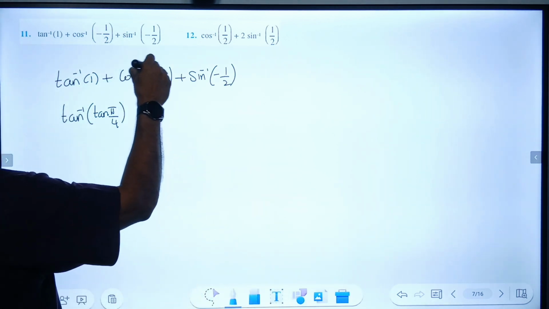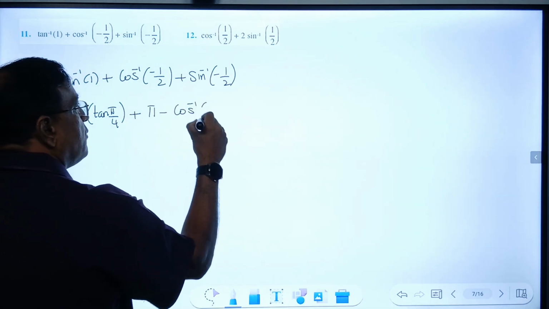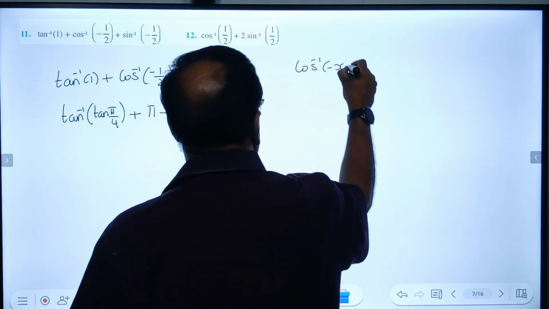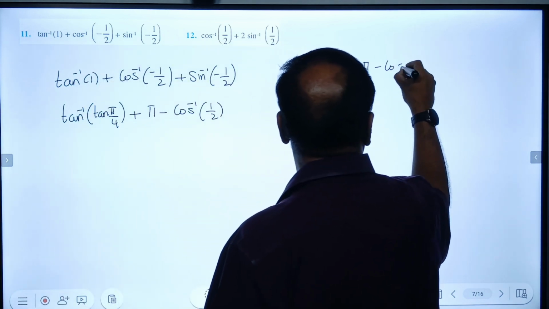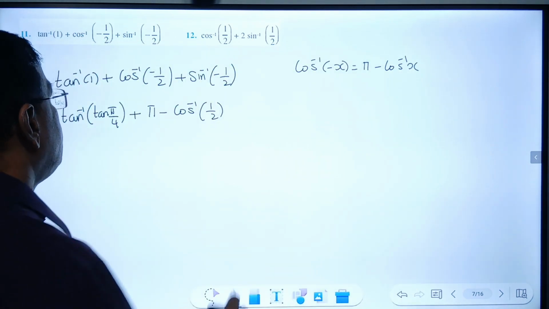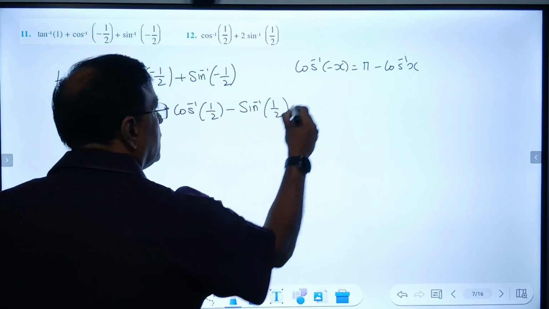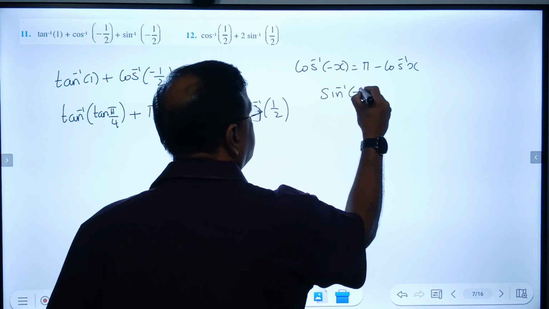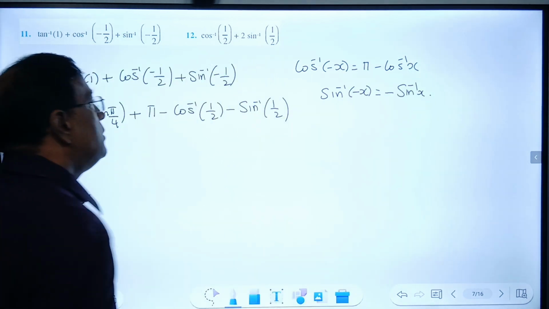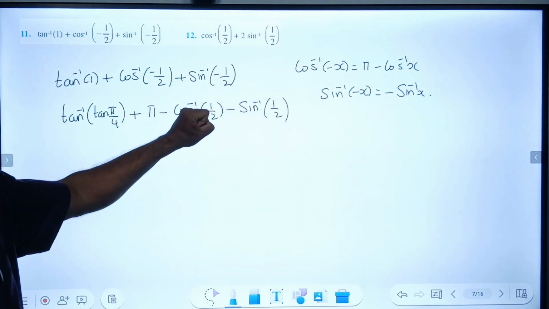Then only I can use the logic. Now what is cos inverse of minus half? Pi minus cos inverse of half. You know cos inverse of minus x is pi minus cos inverse of x. Don't forget this. Now what is sine inverse of minus half? Minus sine inverse of half. Sine inverse of minus x is minus sine inverse of x. There's a shortcut to do also, but I want you to get used to this formula. That's why I'm doing it a little lengthy.